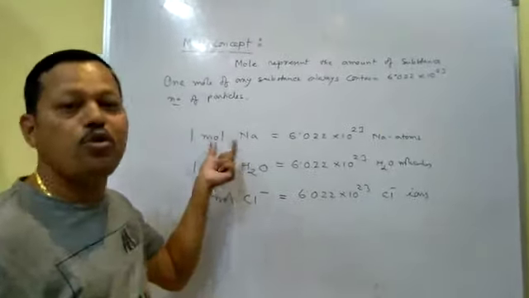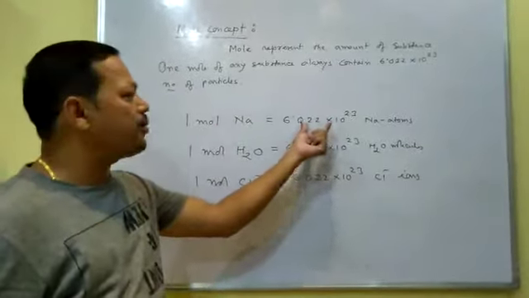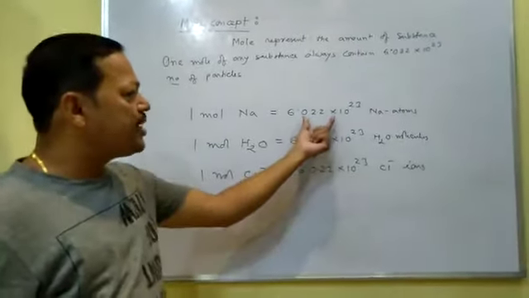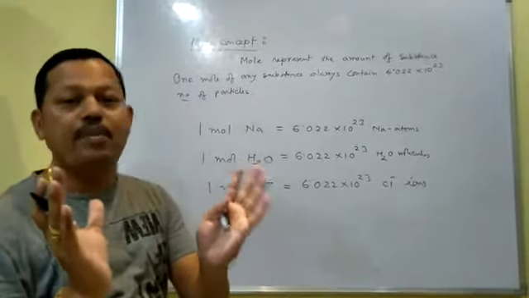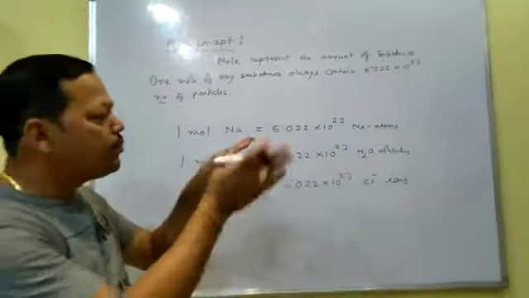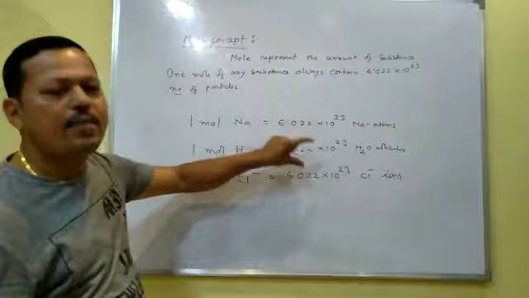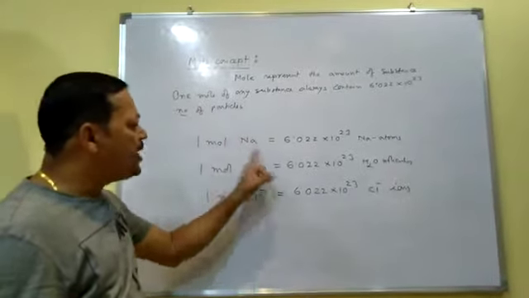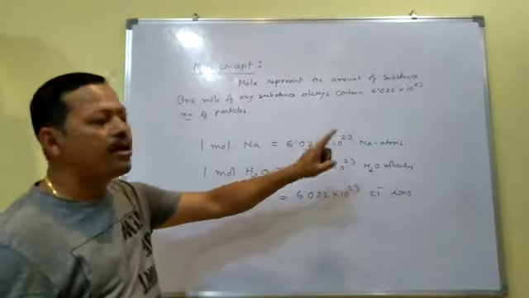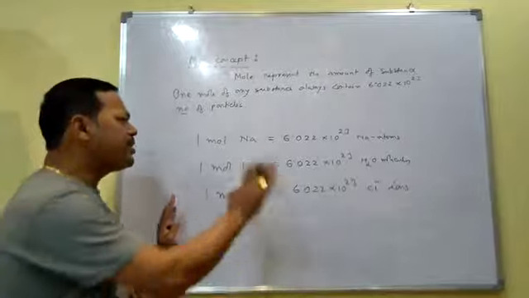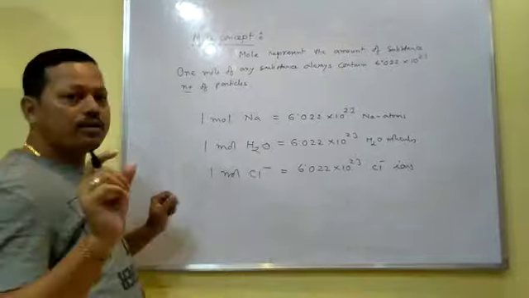Practically, if you take 1 mole of sodium, I'll give you another concept that depends on mass. So this is the mole concept in terms of number of particles only. Practically it's not possible to count the number of particles, but you can consider the mass of the substance present in 1 mole. I'll give you the mass concept later. So this is the concept of mole in terms of number of particles. One mole of any substance always contains 6.022 into 10 to the power 23 number of particles, whether it is atom, molecule or ion.